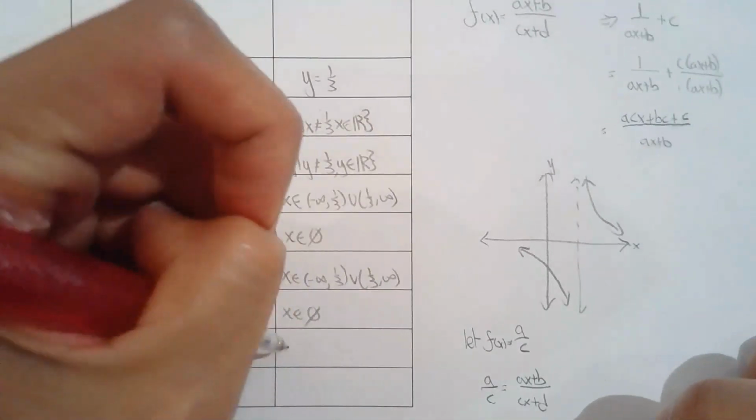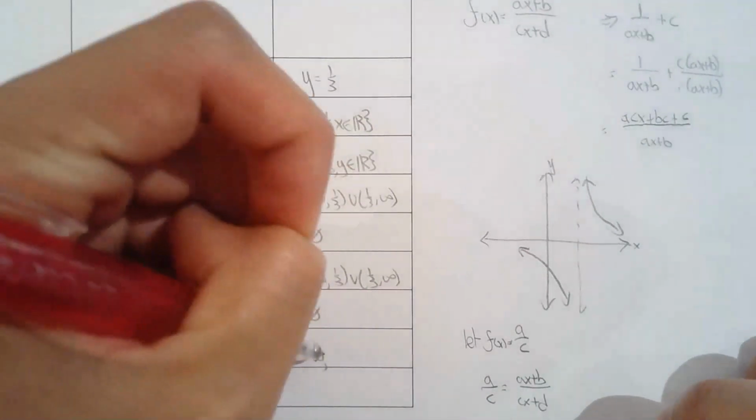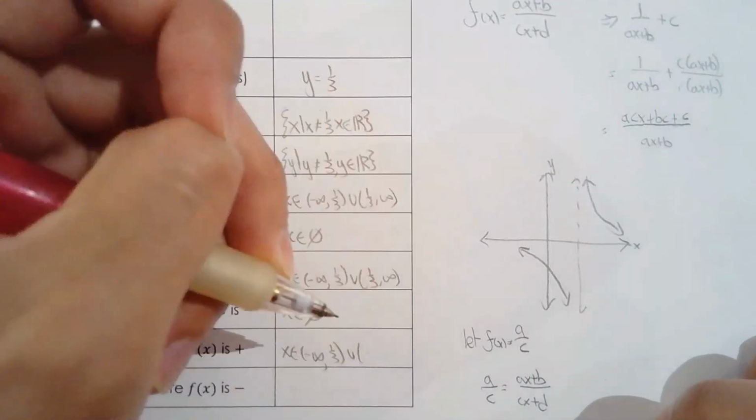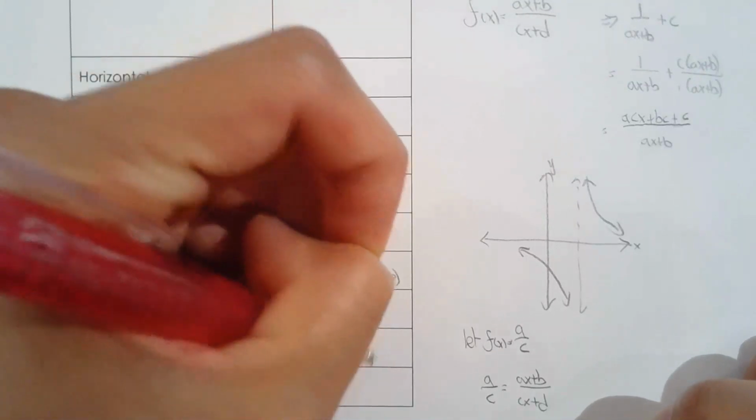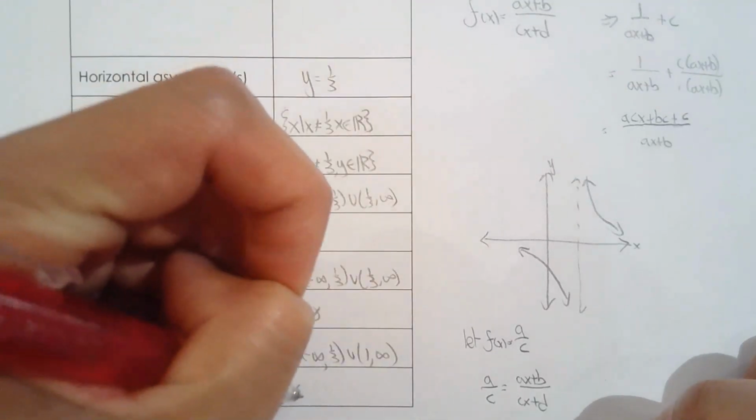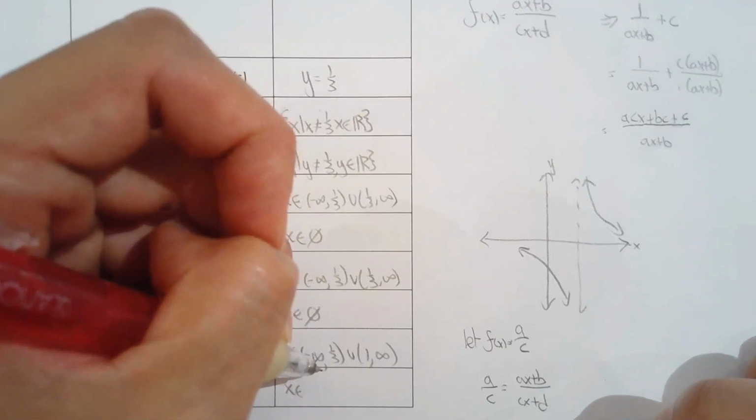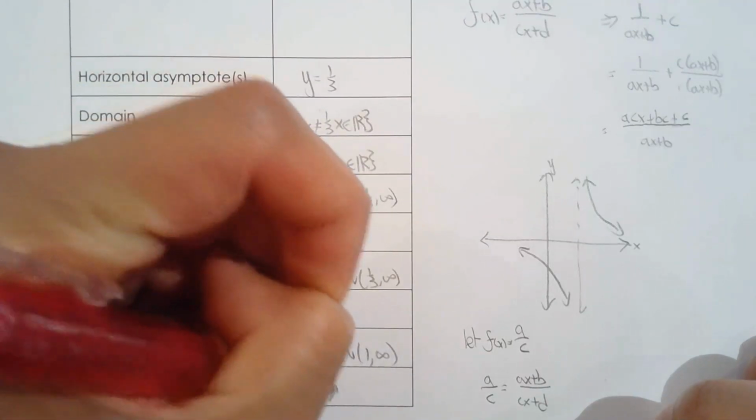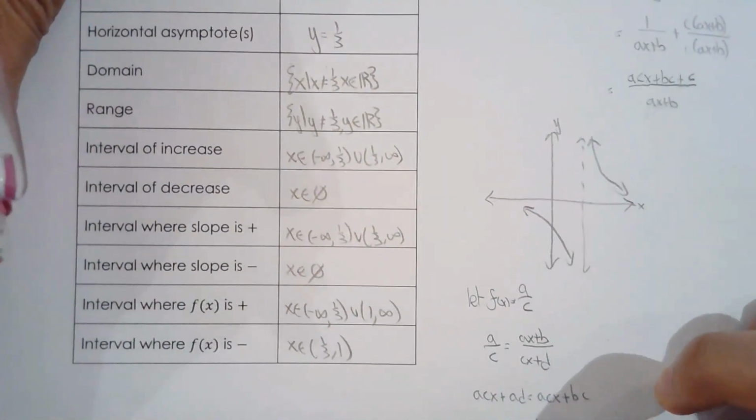Where is it positive? Negative infinity to 1/3, and 1 to greater than 1. Where is it negative? 1/3 to 1. Alright, let's do one last example.